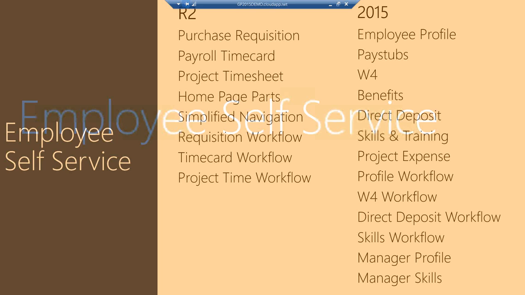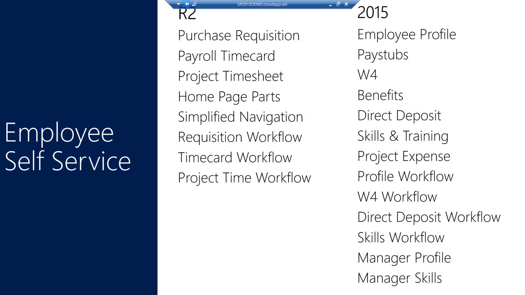All right. So we talked about employee self-service, and we showed you some of the functionality of workflow. With GP 2013 R2, they gave a handful of objects available to us. So they added purchase requisitions that can flow to purchase orders. So they had to have a requisition workflow. And then with GP 2015, they have added this whole list of workflow objects.